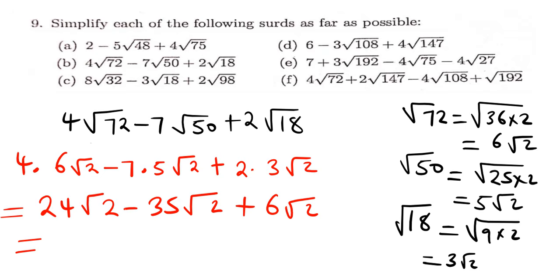So now you're able to see that these are like terms. This has root 2, this has root 2, this has root 2. And in front we have numbers. So let's start with the numbers. We've got 24 minus 35, then plus 6. Okay, so that is how we are solving that one. Okay, so 24 minus 35, I think that is negative 11. Negative 11 plus 6, that is negative 5, then root 2. So that is our final answer for this one.